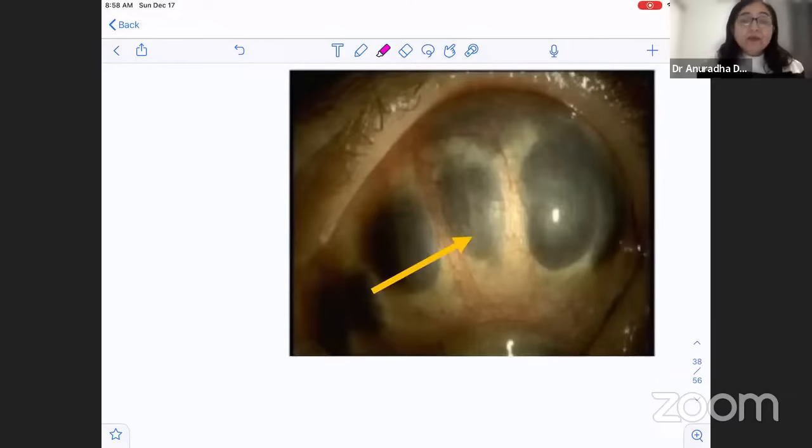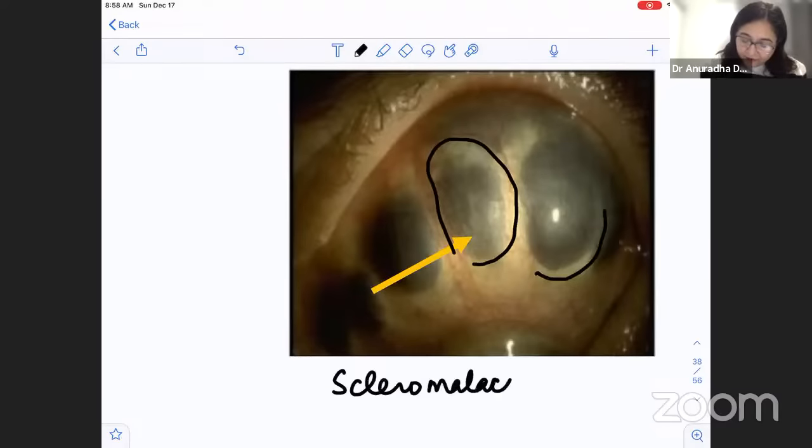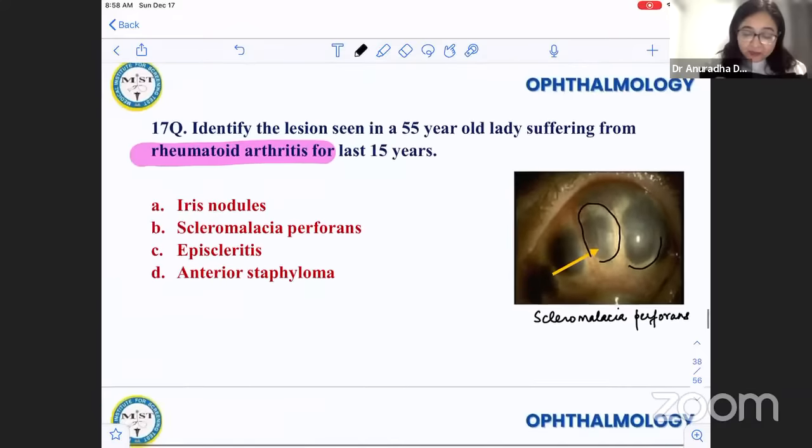So in this image, what you are looking at, you can see there is uveal tissue which is shining through the thinned out sclera. The sclera is thinned out. So it is scleromalacia perforans. The name given to this condition is scleromalacia perforans, in which scleral thinning is there because of necrotizing scleritis. Because of necrotizing scleritis. And this is typically associated with long-standing rheumatoid arthritis.